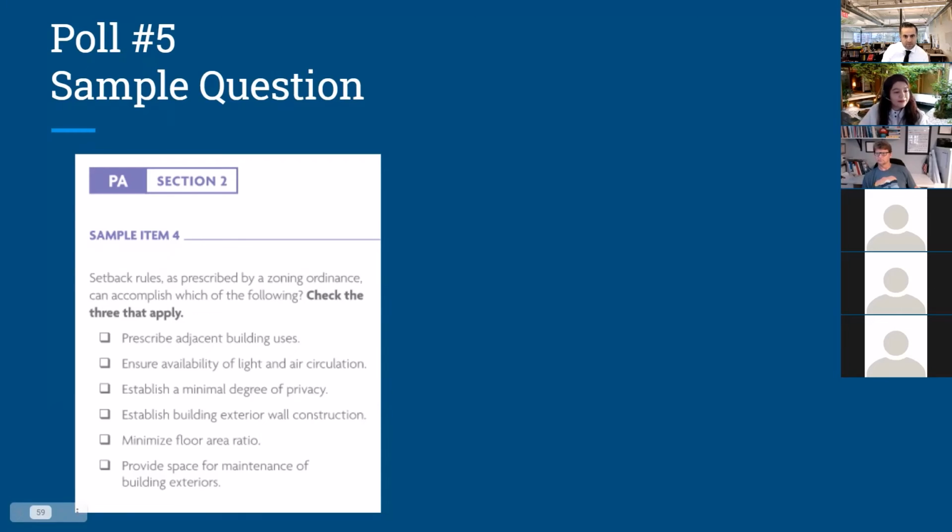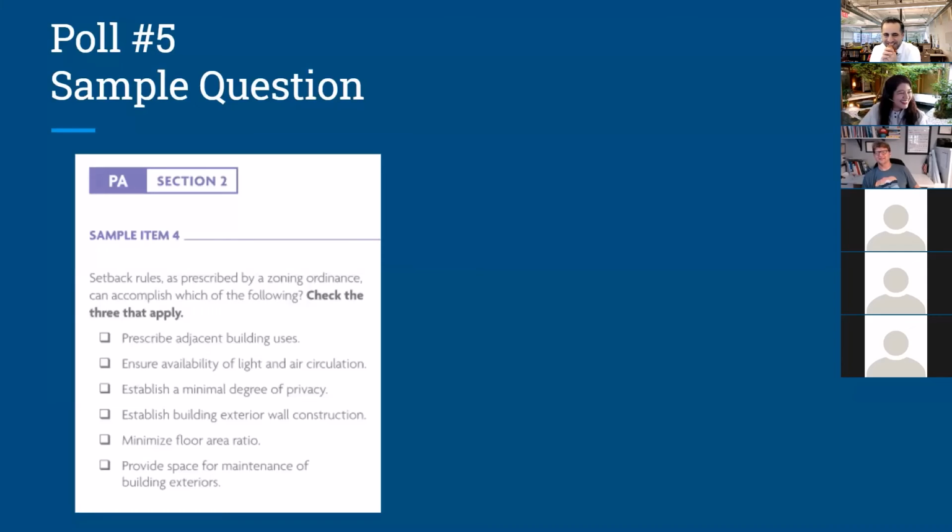So we'll give 30 seconds for this one. Again, this is more than one choice. It says check the three that apply, so you need to check three of them. You have 20 seconds.